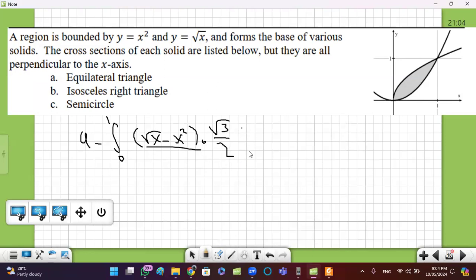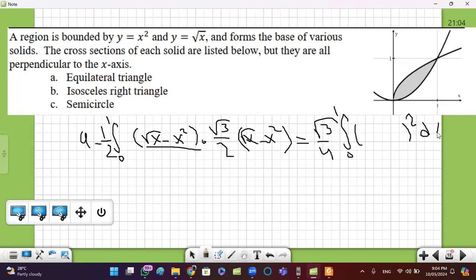Root x minus x squared. But this is length times width, but this is a square. I put here what? Half. So I write root 3 over 4 outside and the integral from 0 to 1. This bracket will be to the power 2, dx.